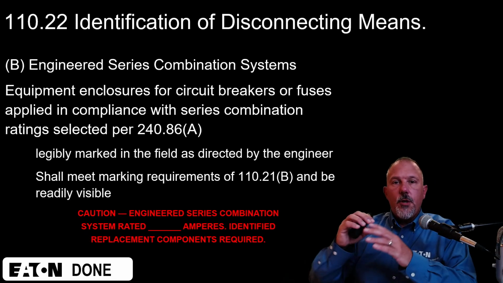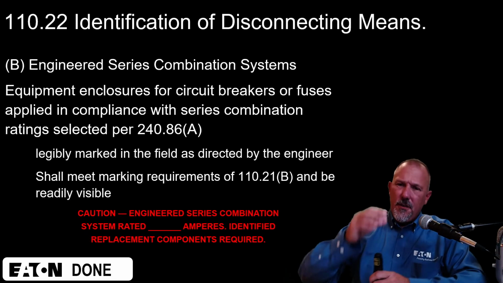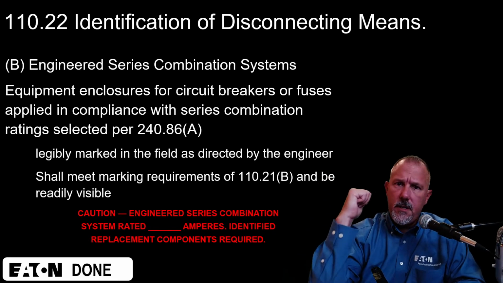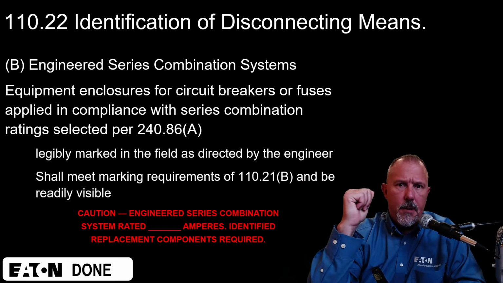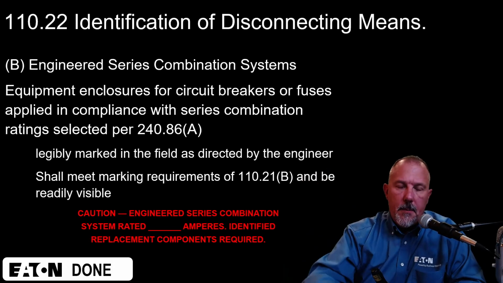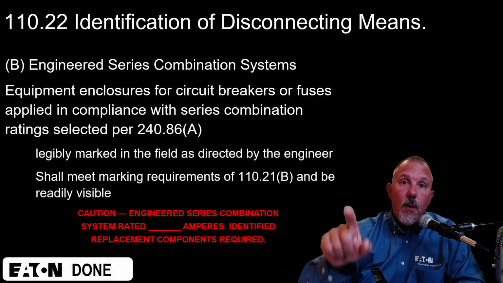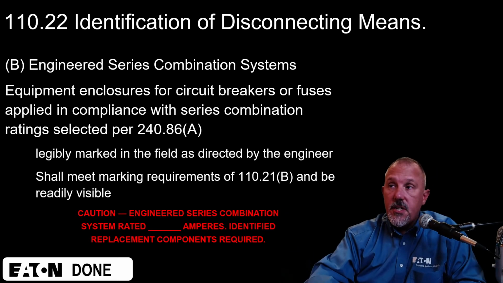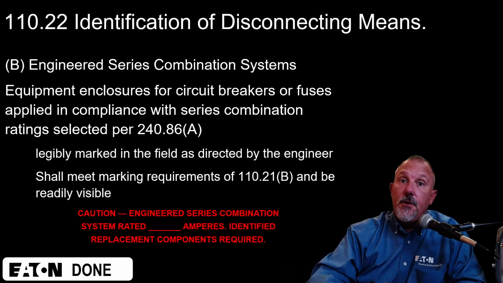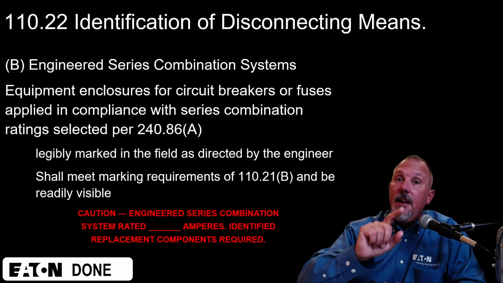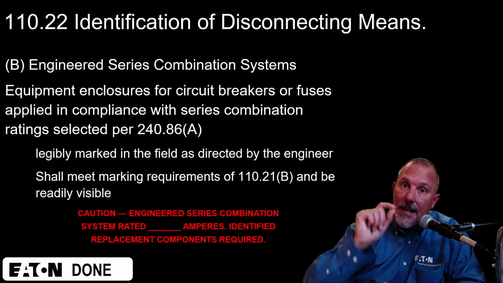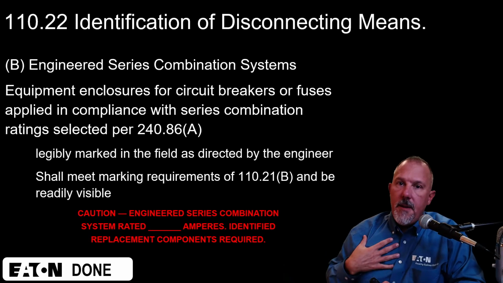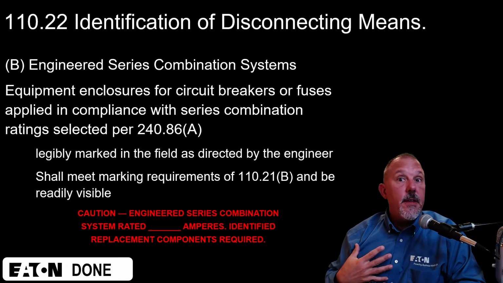So what you want to do when you series rate a system, you've got to make sure people know that if you're going to replace that overcurrent device, you just don't run to the supply house and say, hey, I need a 22K breaker, or I need a BR or a BAB breaker. You need to look and say, what breakers am I allowed to put in there? And in the engineered series combination systems, the engineer is going to have to tell you exactly which ones you can put in, because that individual has selected those devices specifically and they did an evaluation. You can't rely on the manufacturer for that information because we didn't engineer that one for you.